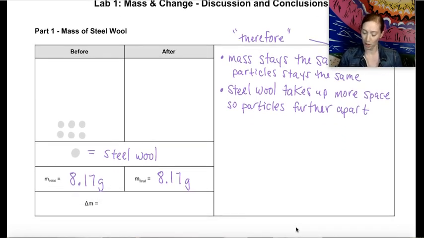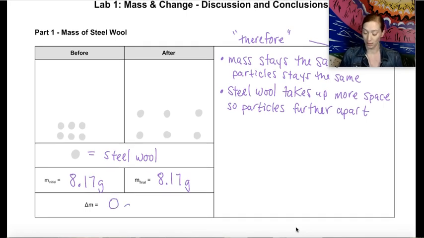We have 6 particles. I'm going to draw another set of 6 particles. Same color, same size, but this time I'm going to draw them further apart. Again, mass before, mass after is the same, so we can go ahead and show that our change in mass, that is final minus initial, is 0 grams.